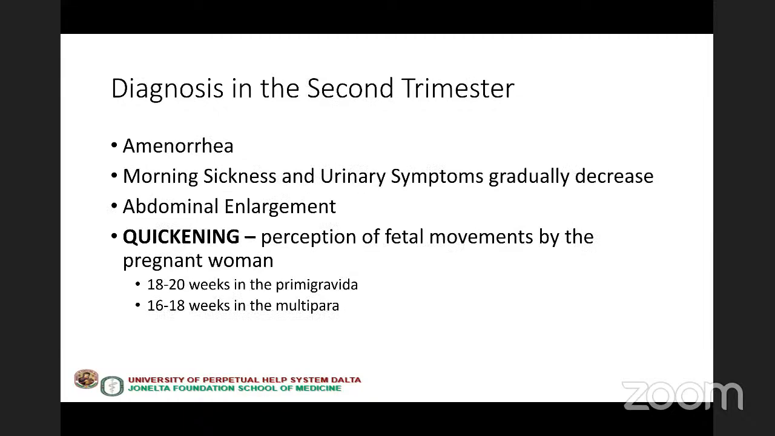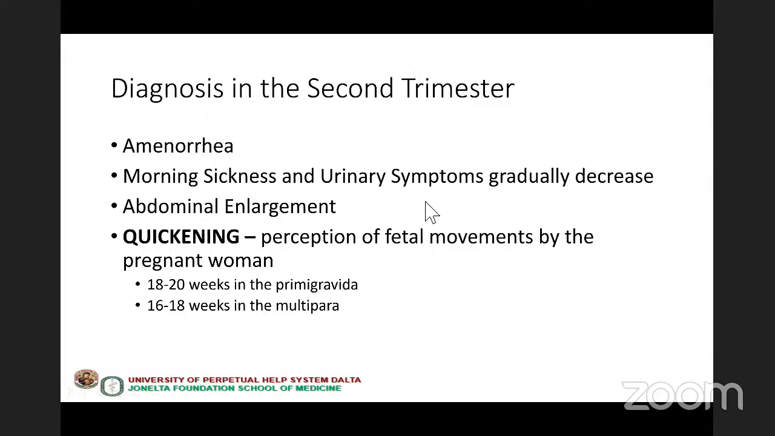Okay. So, first trimester, any questions? So, our next trimester, second trimester, would be next. Okay. Of course, your amenorrhea would still be there because patient is pregnant. Morning sickness and urinary symptoms gradually decrease. Okay. Morning sickness because your HCG becomes lower. Urinary symptoms because it's not resting anymore on the bladder because it's not a pelvic organ anymore.